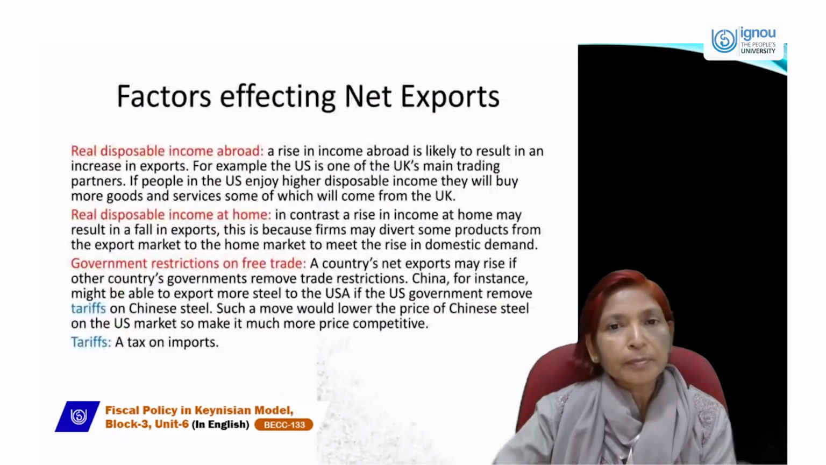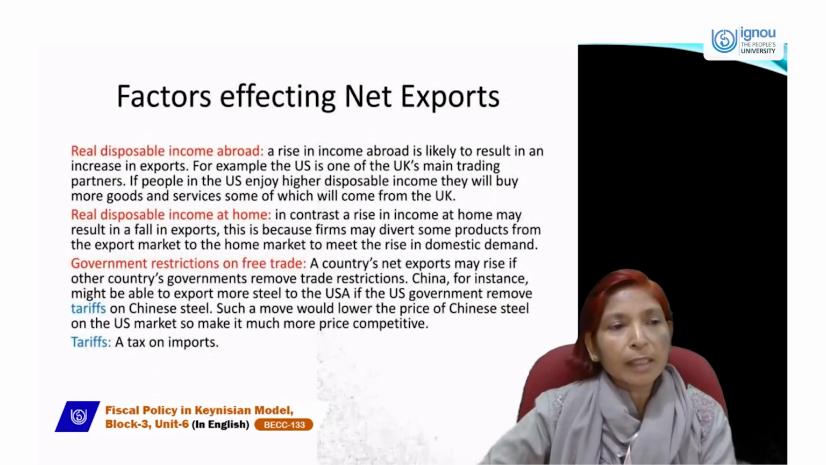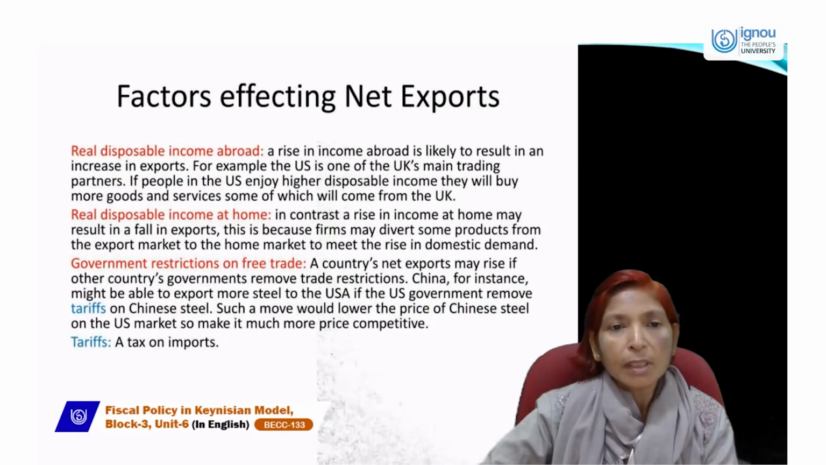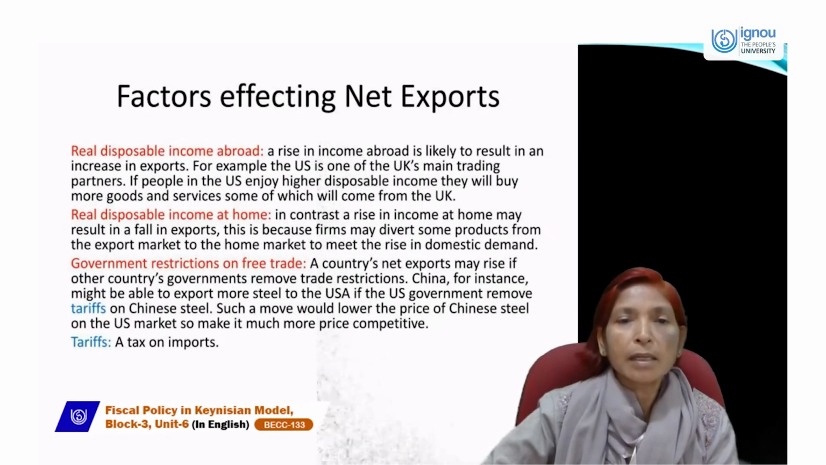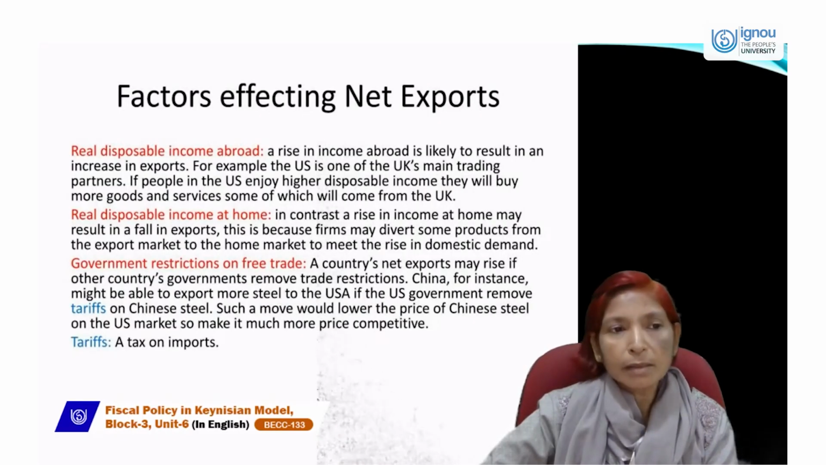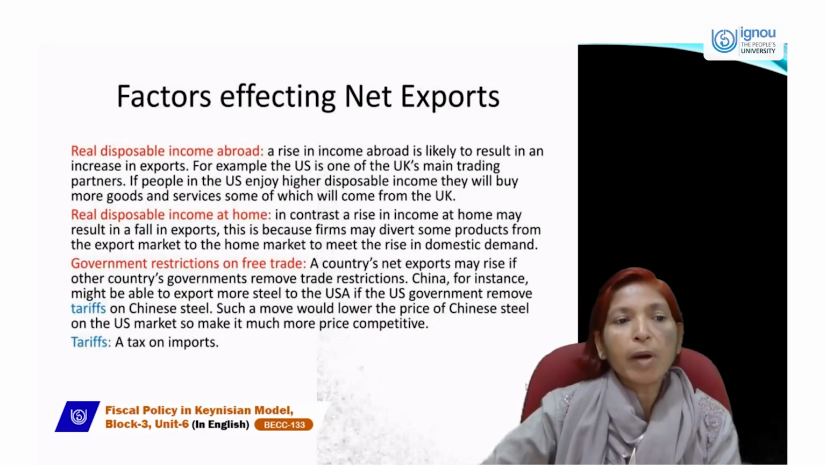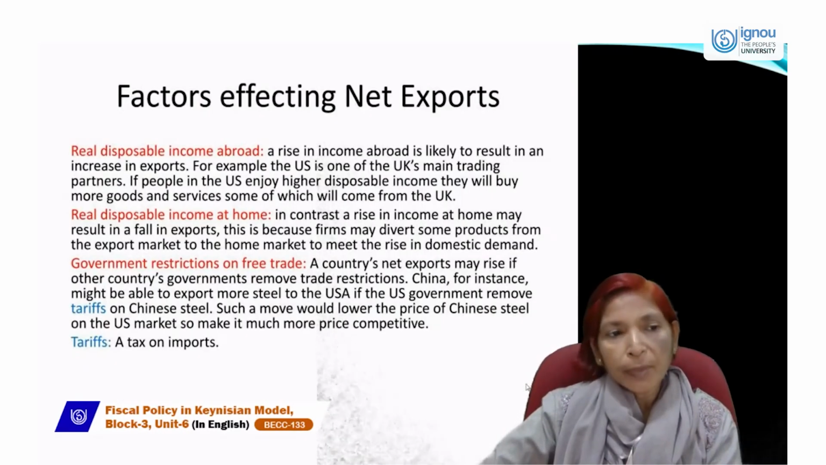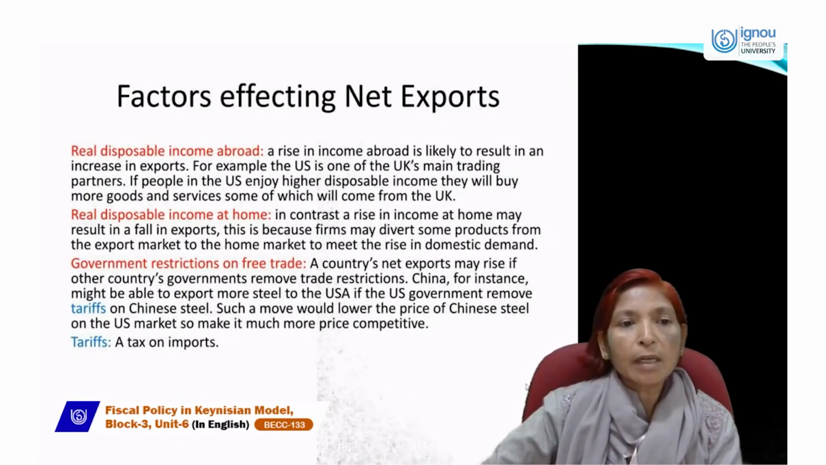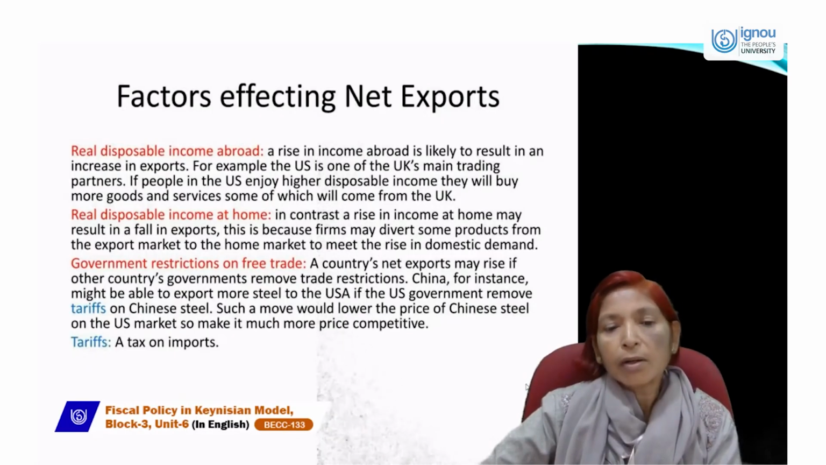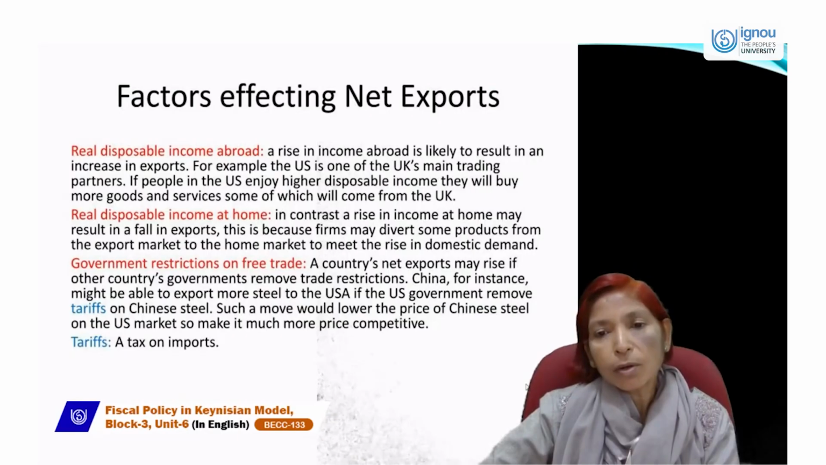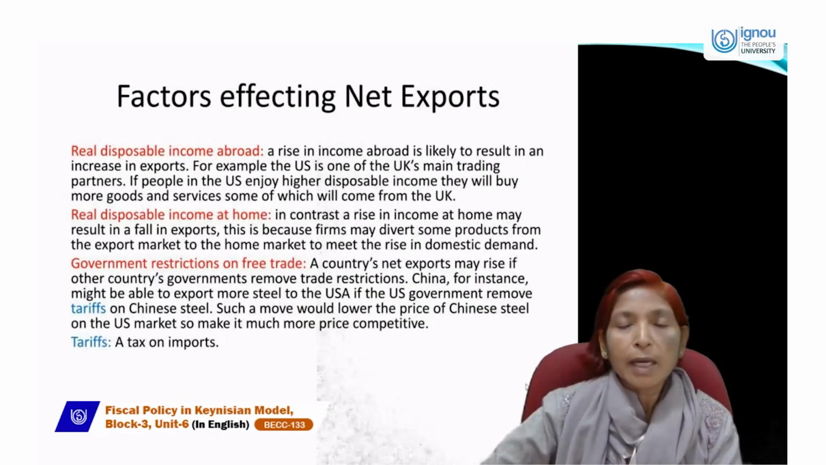Now next is factors affecting net export: real disposable income abroad. If there is a rise in income abroad, it is likely to result in an increase in exports. For example, the US is one of the UK's main trading partners. If people in the US enjoy higher disposable income, they will buy more goods and services, some of which will come from the UK. And if real disposable income increases at home, in contrast, a rise in income at home may result in a fall in exports.